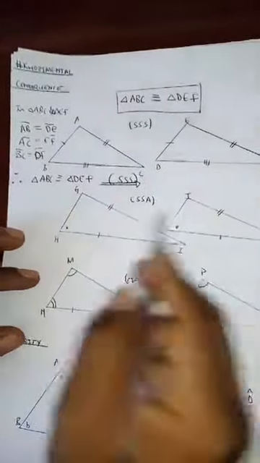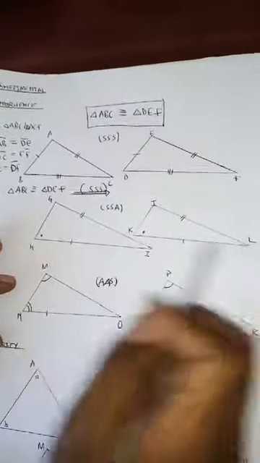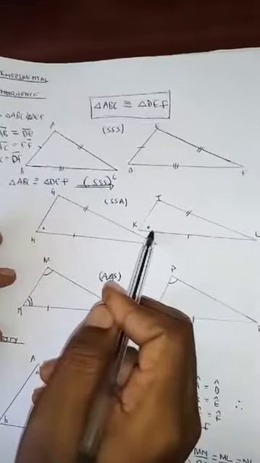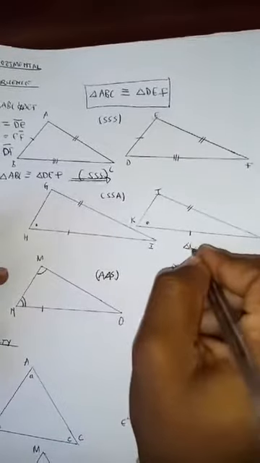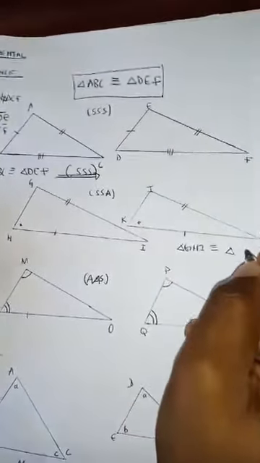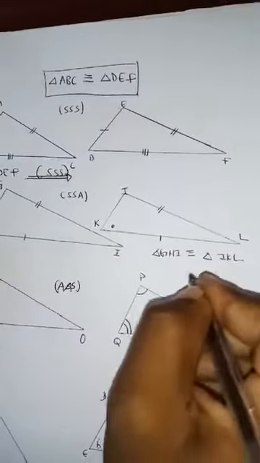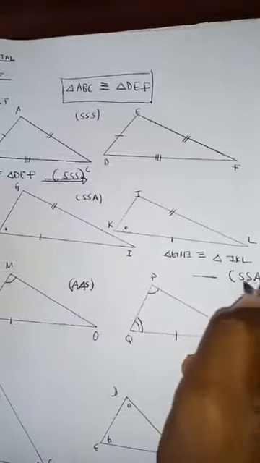So here you have two sides, IL being equal to GI, HI being equal to KL, and angle H being equal to angle K. If that's the case, triangle GHI is said to be congruent to triangle IKL. And what's the reason? The reason is that the two sides are equal and one angle: side angle.